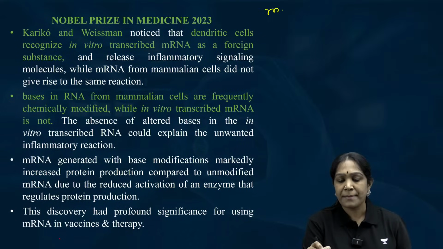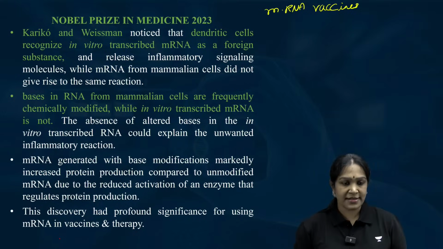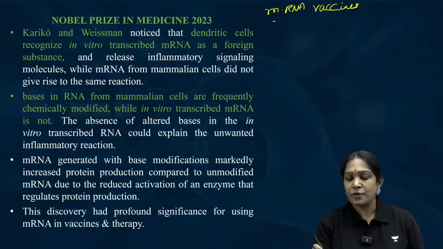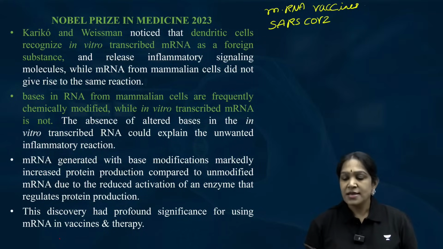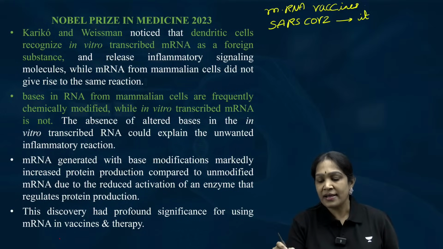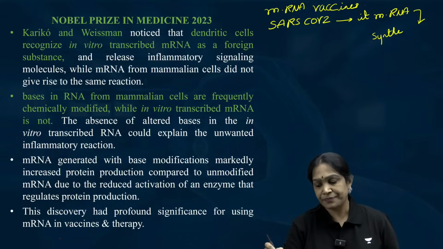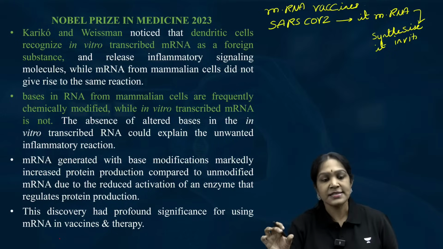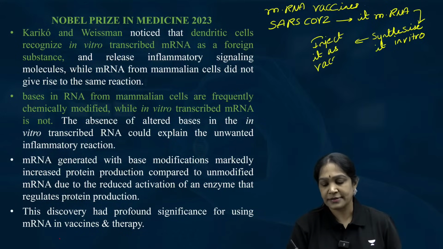We are discussing mRNA vaccines. So here what we do is, let us suppose you have SARS coronavirus 2. Step 1, we take its mRNA. Then step 2, we synthesize it in vitro. And then we inject it as the vaccine.